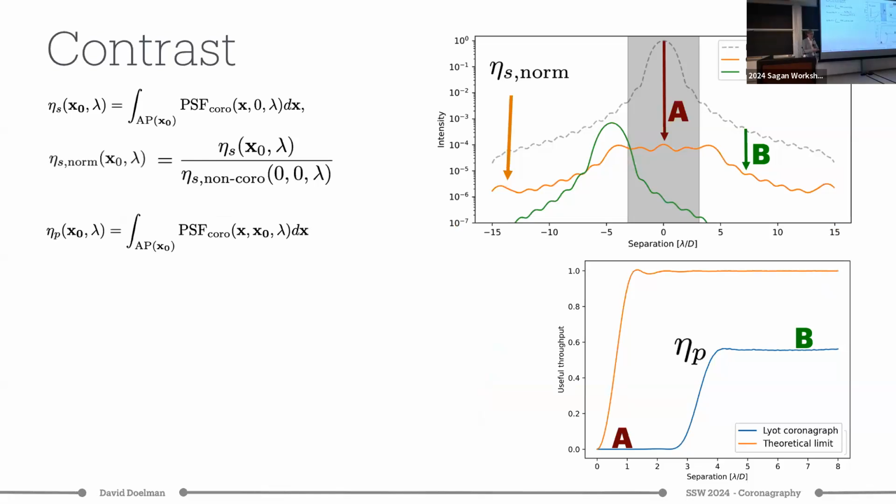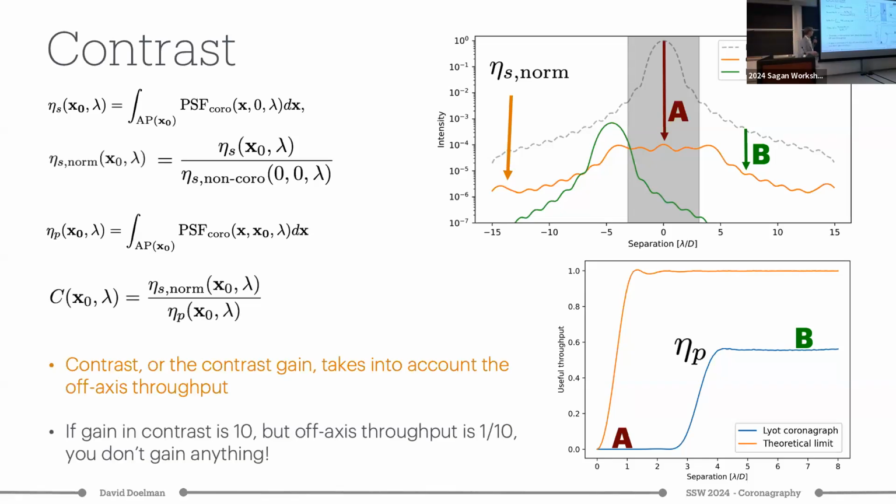Now, I also want to go into contrast again, which is actually the ratio of this normalized intensity and the planet light that's transmitted. So here we have eta p, we do the same thing. We calculate at a certain location, and for a shifted PSF, we calculate the flux in a circular aperture. And then we just define the contrast as a ratio of the normalized starlight and the planet light, or the off-axis light. And contrast, or the gain in contrast, just takes into account this throughput. And just to reiterate, if you have a gain in contrast of 10, but your off-axis throughput is 1 in 10, you don't gain anything. So you should not have put in the coronagraph.